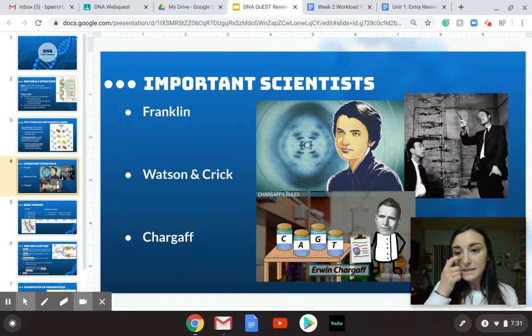There are some important scientists that we want you to know about. One is Rosalind Franklin. She was the first scientist that found the spiral shape of DNA by doing an X-ray of it. Watson and Crick later found out that it's this true double helix shape with the two strands that are twisted together. And Chargaff figured out what the base pairing rules are and how much percentage of each base you should see if you take a sample of DNA.